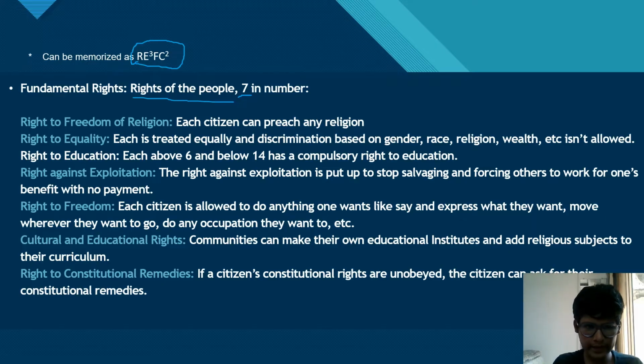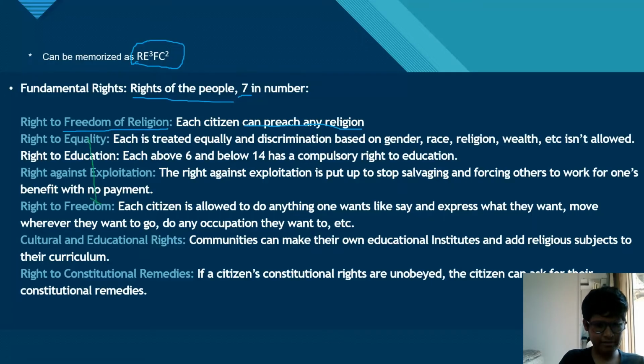So let's start with right to freedom of religion. In right to freedom of religion, each citizen can preach any religion. I mean, if you are a Muslim, then you can also read the Mahabharata and all. And if you are a Hindu, you can also read the Quran and all. So you can follow any religion you want to. And one more thing. This right to freedom of religion, you see where it is correlated?